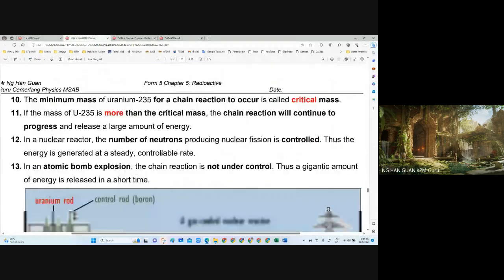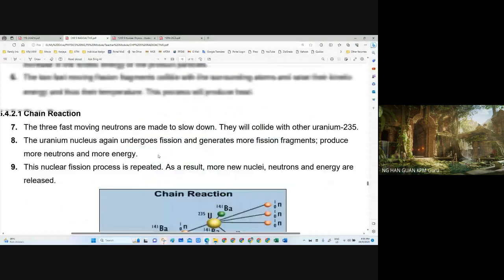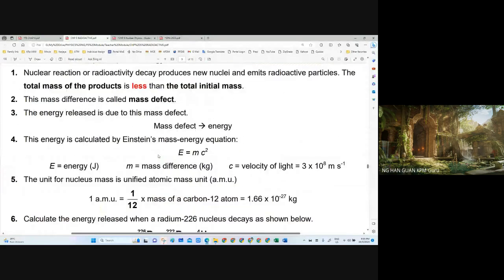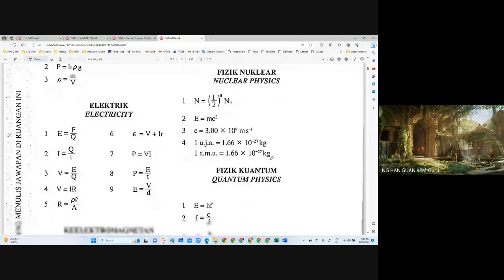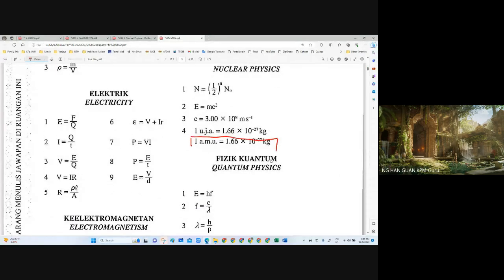And the mass defect itself will be given in the unit that we call atomic mass unit. Right? During the exam, it will be given as atomic mass unit, AMU. So 1 AMU is equal to 1.66 times 10 to the power negative 27 kilogram. And this will be given during the exam. So 1 AMU equals 1.66 times 10 to the power negative 27 kilogram.